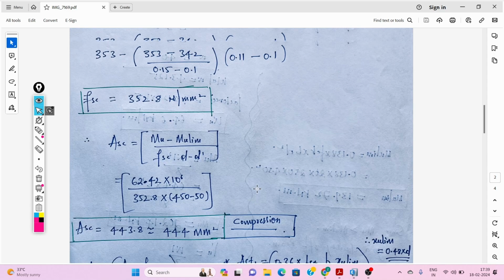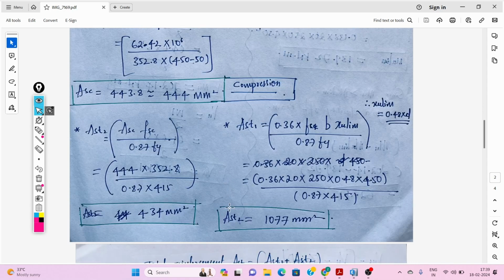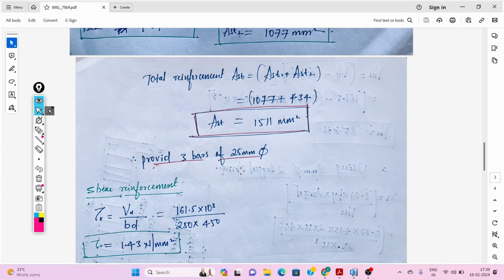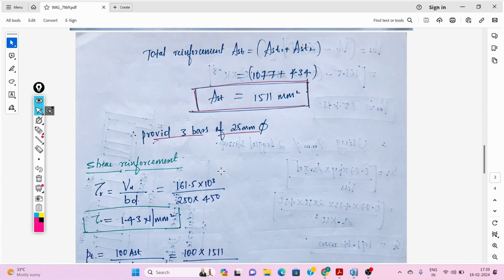At the compression zone, 2 numbers of 16 mm and 1 number of 12 mm dia bar you can provide. Okay, so these are the longitudinal reinforcement. We have found the longitudinal reinforcement. Now we need to find the shear reinforcement.